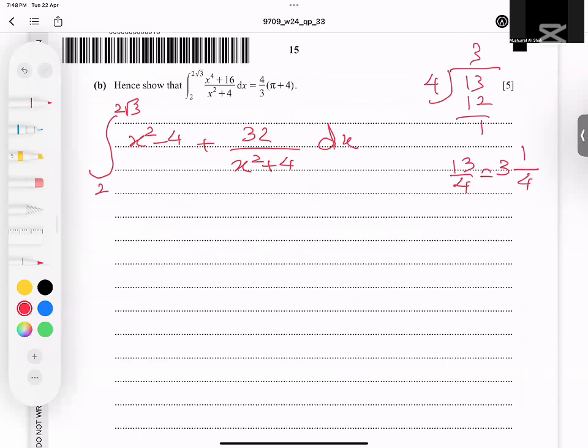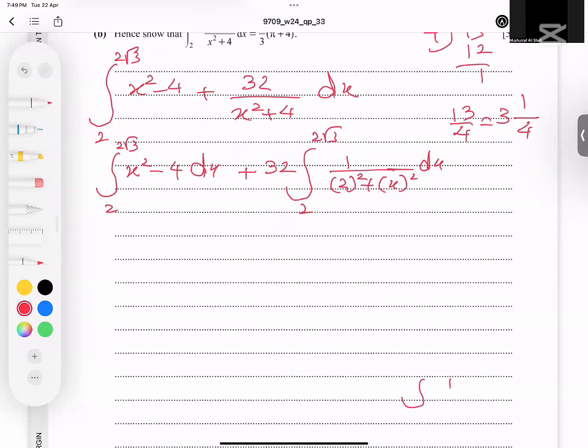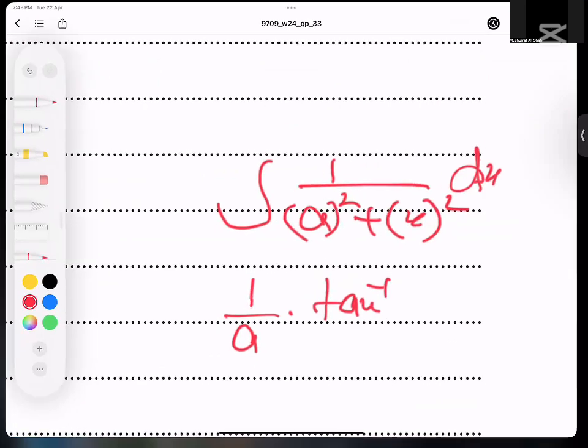I hope you got the idea now of how to complete it. I can do x to the power 2 separately and this separately, so integration from 2 to root 3. What is the technique here? 32 will go out, and I get square of 2 plus square of x, dx. Basically, students, we have one criterion. If you know the formula, I'm writing it here. Whenever we have 1 over a squared plus x squared, what is the answer? 1 over a times tan inverse of x over a.